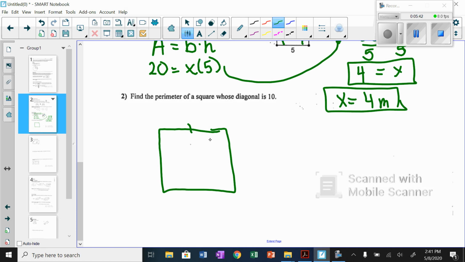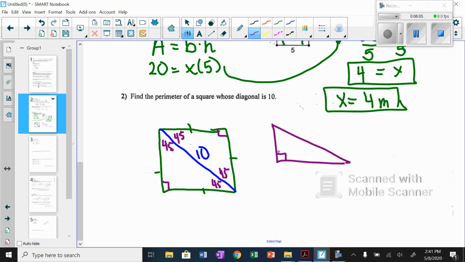Here's my square. We know in a square all sides are congruent. It's saying the diagonal in the square is 10. We also know in a square all angles are right angles and that the diagonals bisect the angles. So we have two 45, 45, 90 triangles here. So I'm going to pull one of these 45, 45, 90s, and I know it's going to be x, x, x root 2. So my equation is x root 2 is equal to 10.